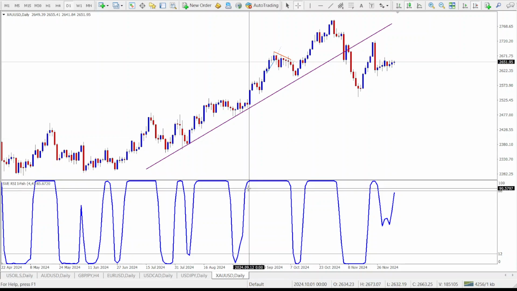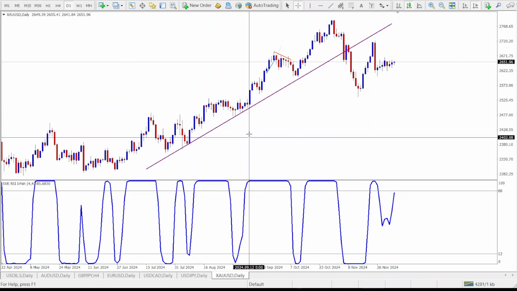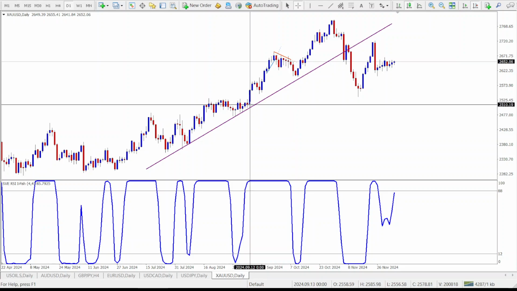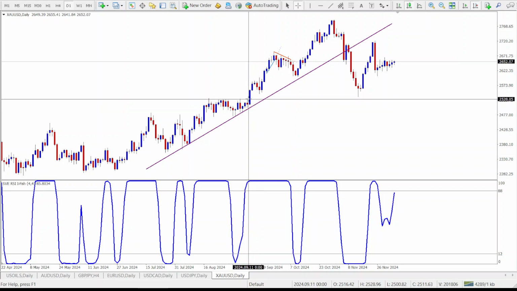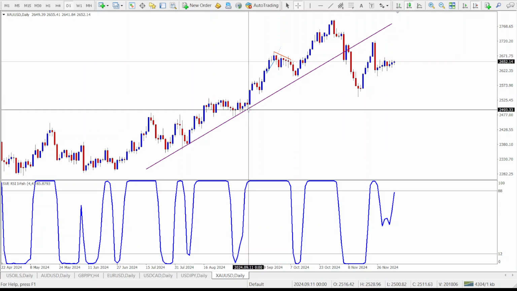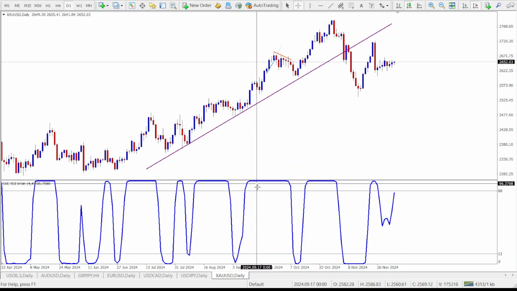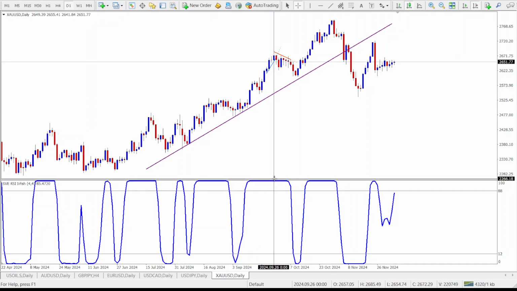For example, as we can see, the indicator got into the overbought region here. As you can see, that point was still close to the trend line. So how can you exit your buy when the price is just bouncing off the trend line? You have to wait until the indicator starts curving down.